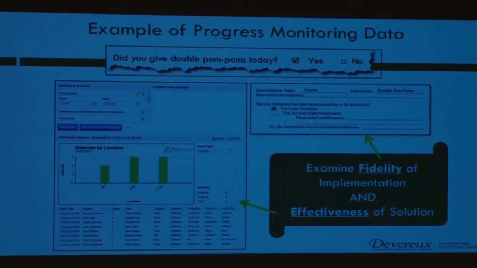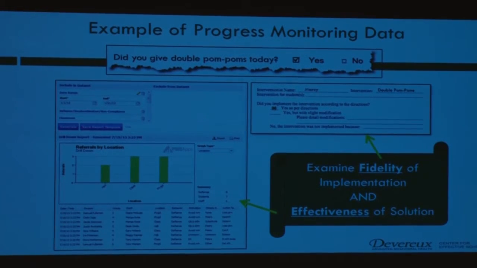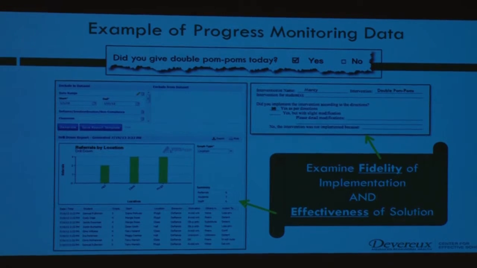This is just an example. So we examined the fidelity of our implementation. Did you give double pom-poms on that day? Yes or no? Or maybe it was, how many times did you do that? The other thing we do is look at the effectiveness of the solution. And so like Tamara had talked about, our Swiss allows us to look at student data and compare it to previous month's data and current data to determine if our students' rate of problem behavior has reduced as we had hoped it did.